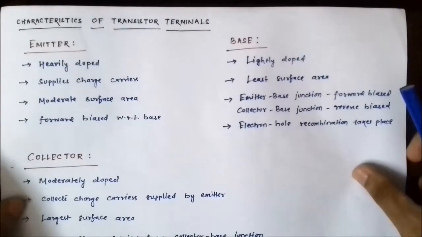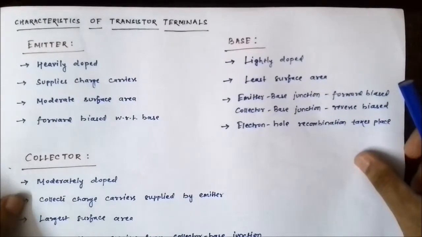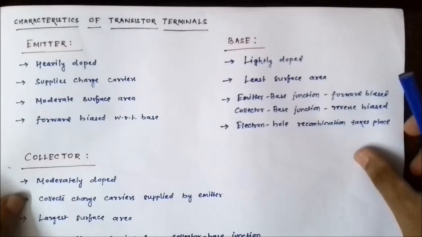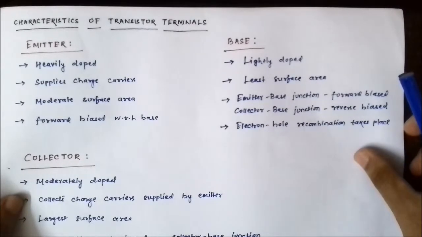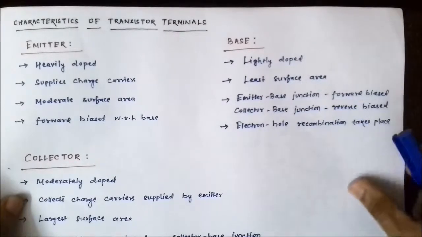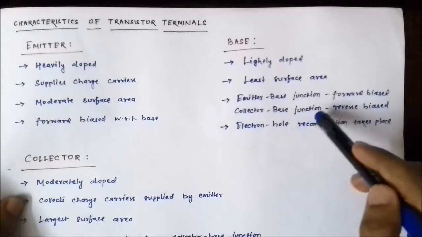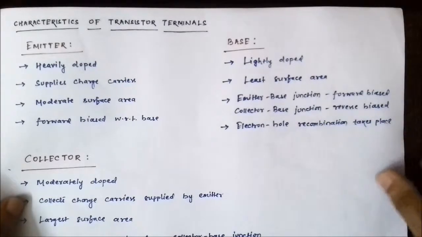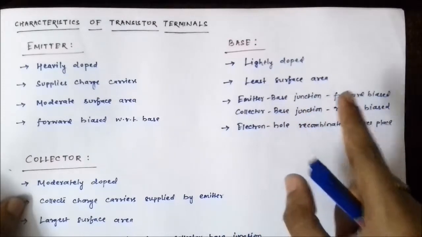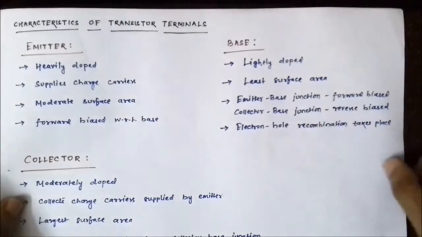Now the middle section, the base terminal, the base section. It is lightly doped, means the doping level is minimum as compared to emitter and collector. Its surface area is minimum. The emitter base junction is always forward biased, which is the input junction, and the collector base junction, which is normally the output junction, is always reverse biased. As a result of this, the emitter base junction has least resistance and the collector base junction has maximum resistance.